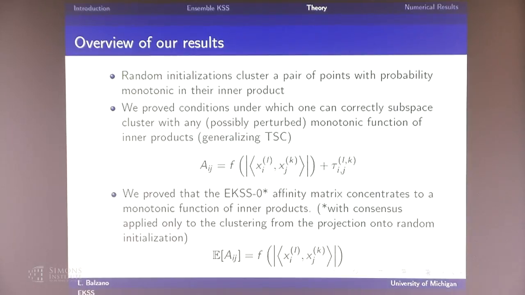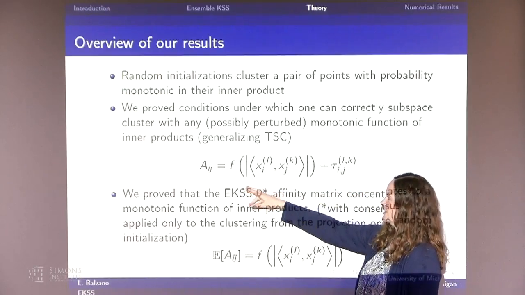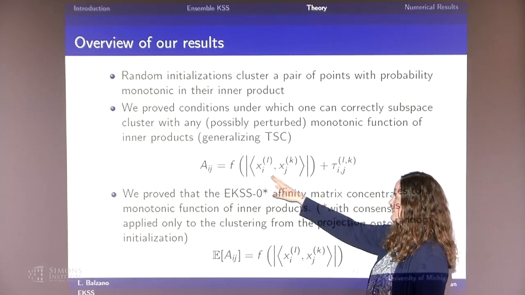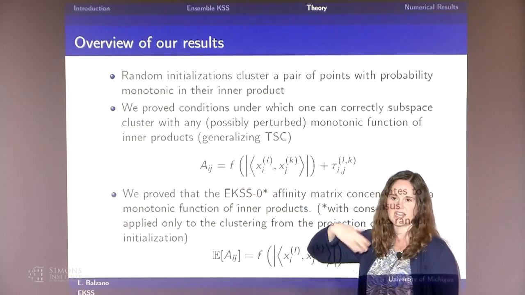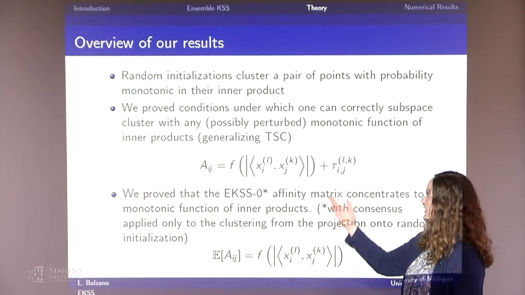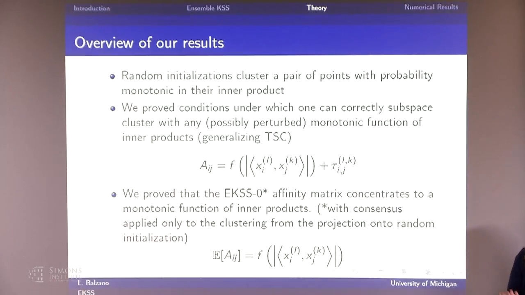So recognizing that, we looked to another algorithm called thresholded subspace clustering, which builds an affinity matrix exactly based on the Gram matrix, so on the pairwise inner products. And so we generalized their theory to say for any algorithm that builds an affinity matrix whose ijth entry is the inner product of the i and j data points in the data set, potentially changed by some monotonic transformation and perturbed by some bounded perturbation, we can still have good clustering, okay?